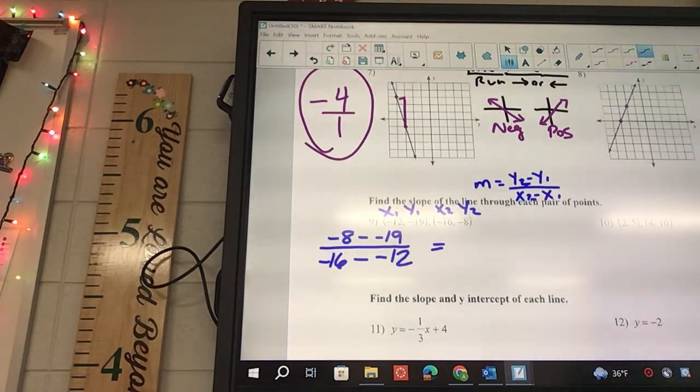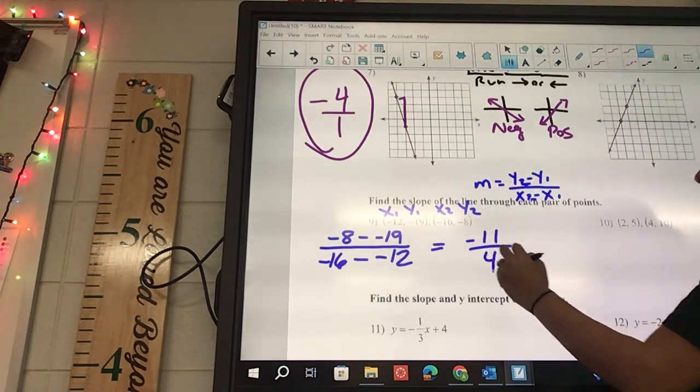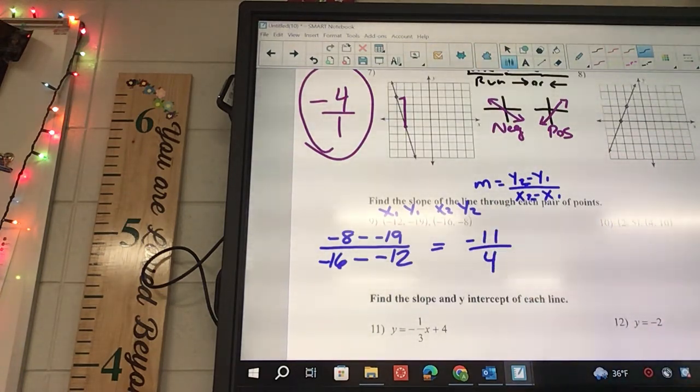Okay, what'd you guys get? -11 over 4? What is that? What did we just find? The slope. Okay.